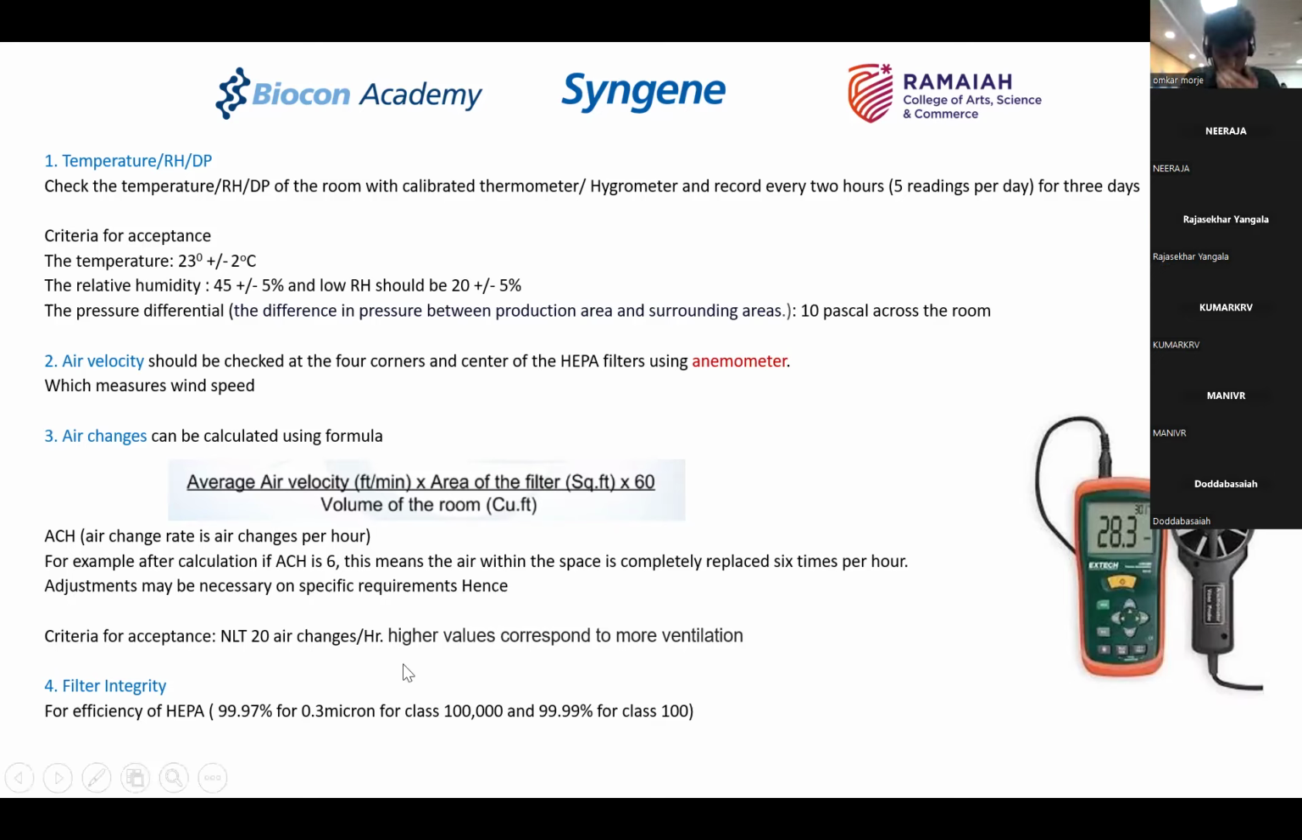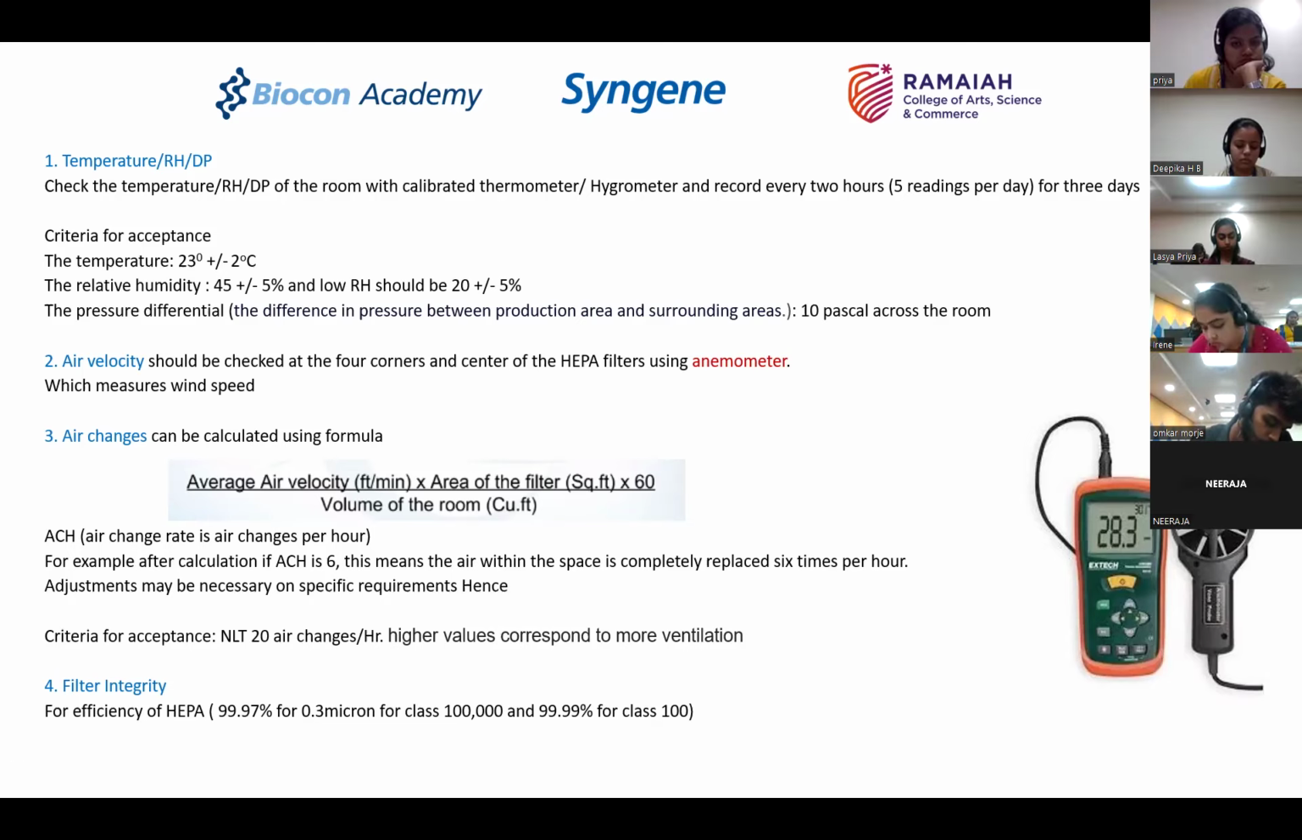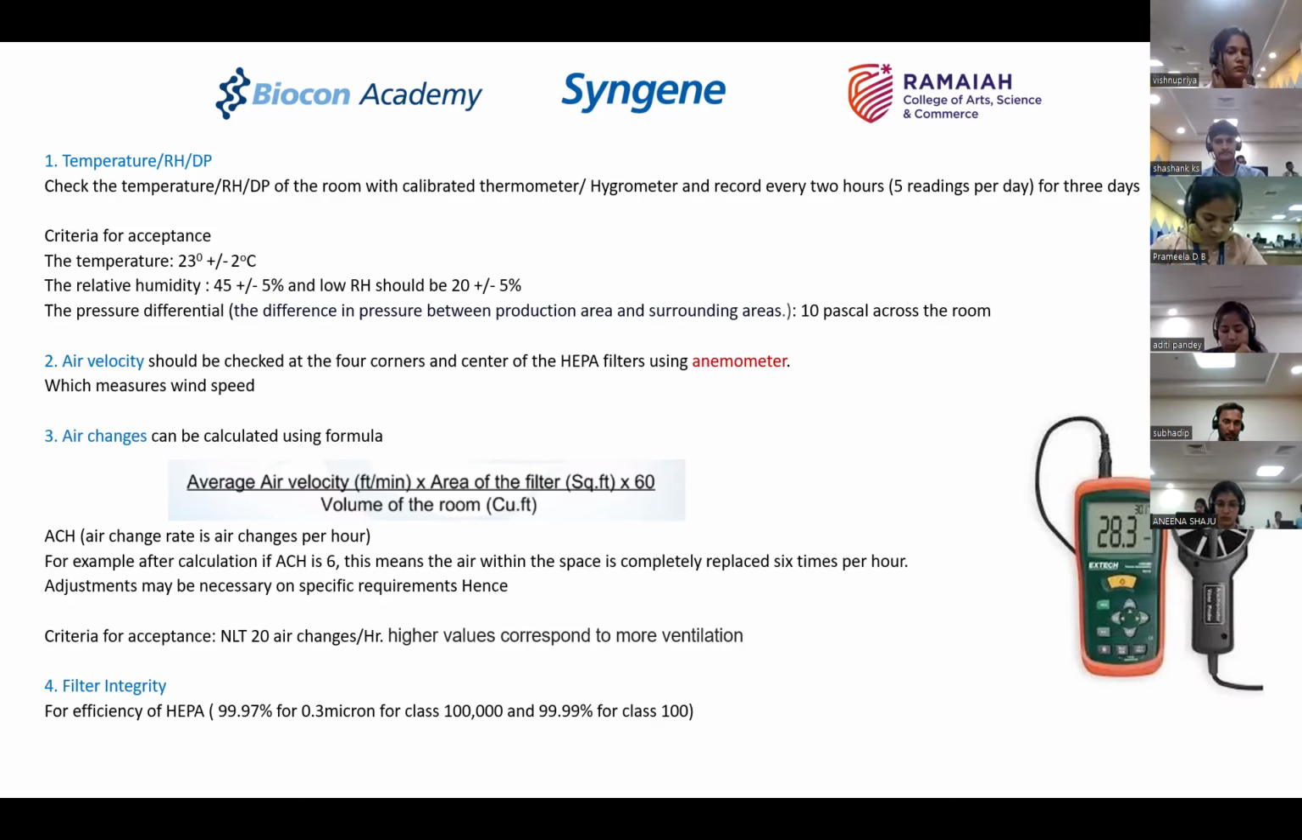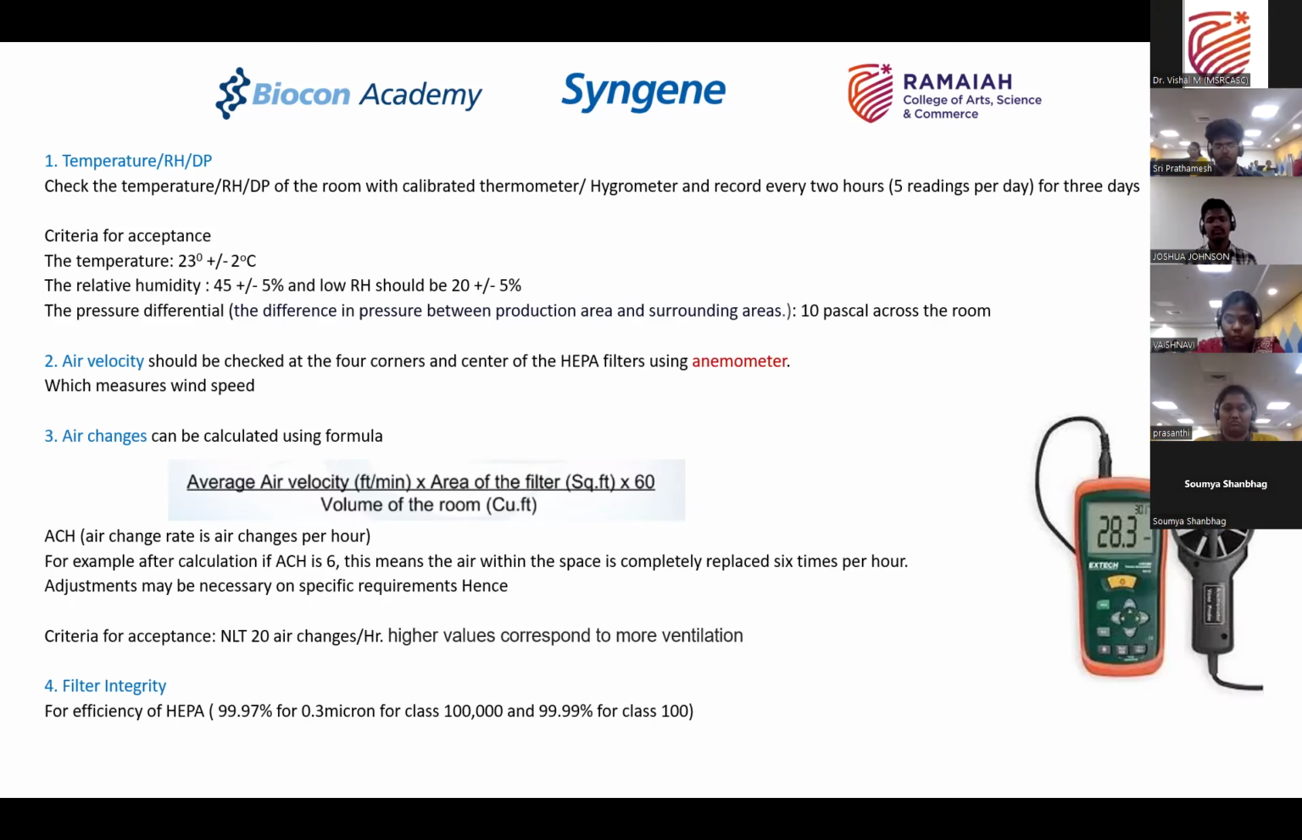Now, what is meant by filter integrity? HEPA filters are installed in every place for sterile air. Regarding the integrity of the HEPA filters, the microorganisms or particles which are more than 0.3 micron will bombard the filters. What can happen eventually? It can clog these filters. So the integrity of the filters has to be checked.